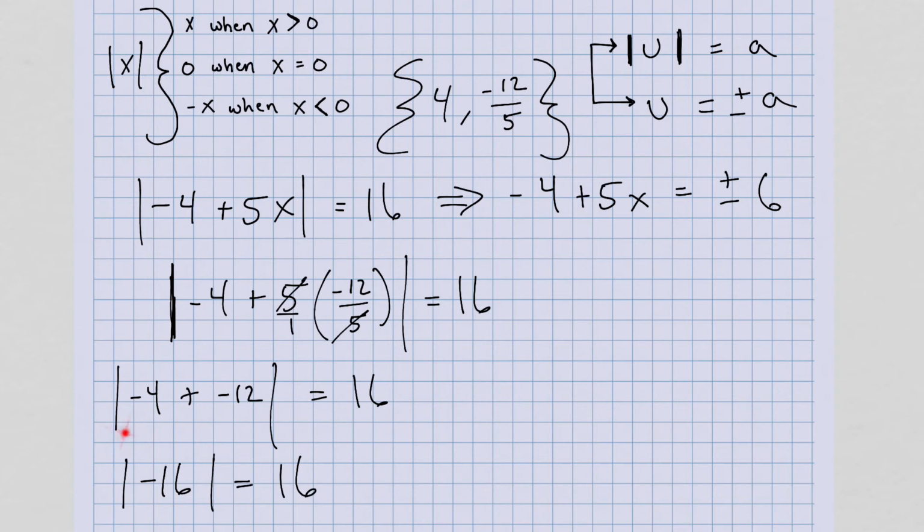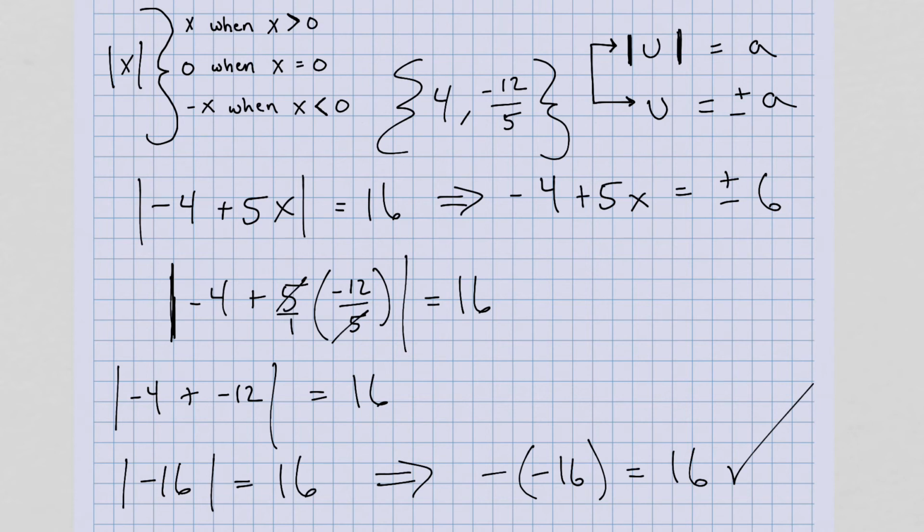Once again, going up to our key here, the absolute value of x equals negative x when x is less than 0. So here x is less than 0, so the absolute value of x when x is less than 0 equals negative x. That means we're doing it like this: negative negative 16 equals 16, and that's true. Negative times negative gives us a positive. So both of these answers check out, 4 and negative 12 over 5. This is our solution set to this problem.